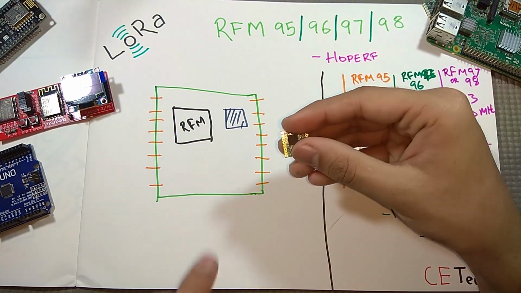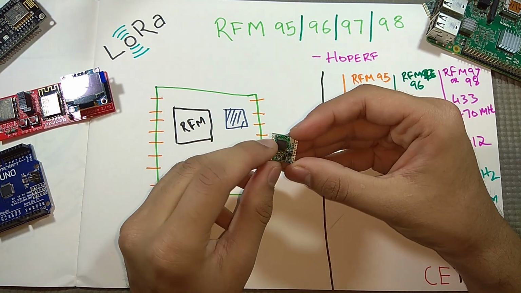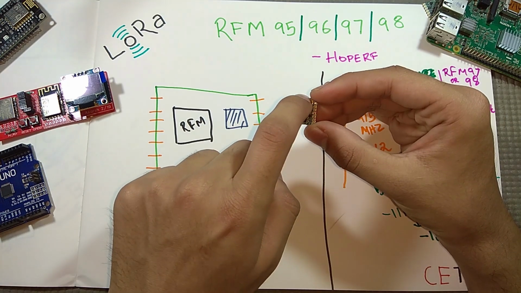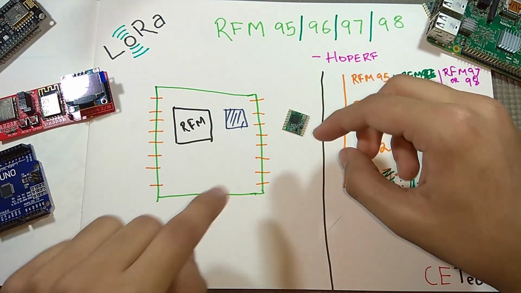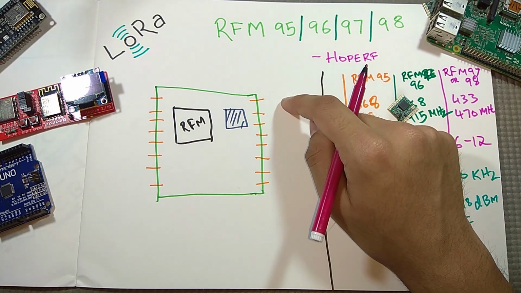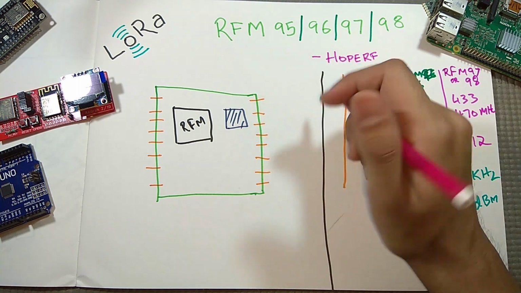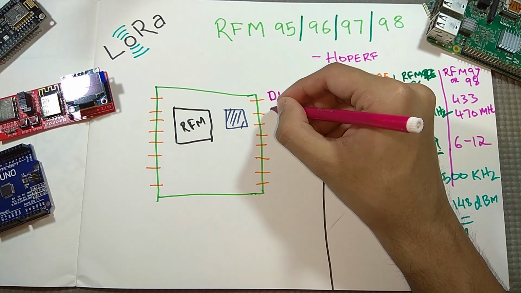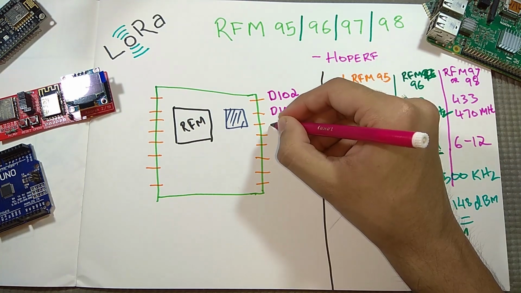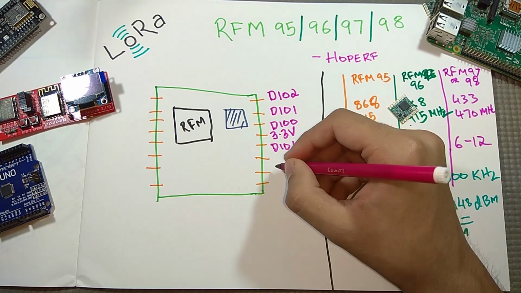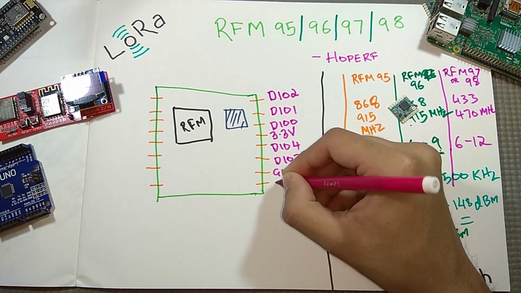So if this is the module, diagrammatically there's this IC, that is the main chip from HopeRF, and then this crystal oscillator over here. So the orientation is somewhat like this. Starting from the top right, we see that the first pin is DIO2, then we have DIO1, DIO0, 3.3 volts, DIO4, DIO3, ground, antenna.